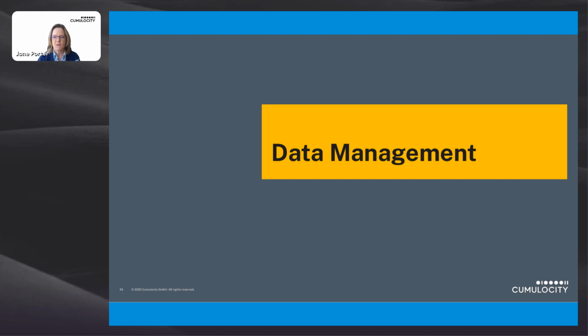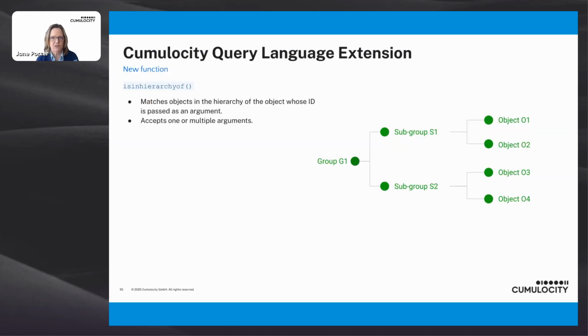Something that we've been working on and delivered in Q1 is an extension for the Cumulocity query language. What we've done is we've added something called is in hierarchy of. We've had a lot of feedback to say we would like to be able to find out what the hierarchy looks like of our devices. So to that end, you've now got this is in hierarchy of language extension.